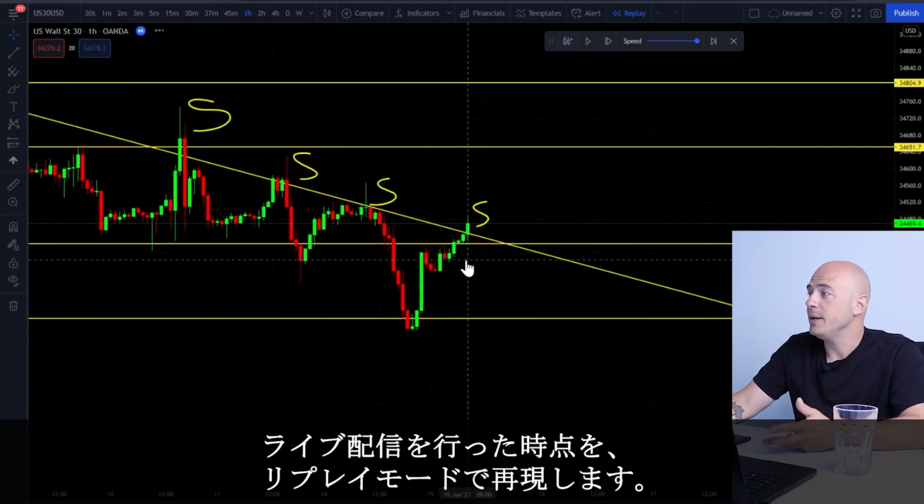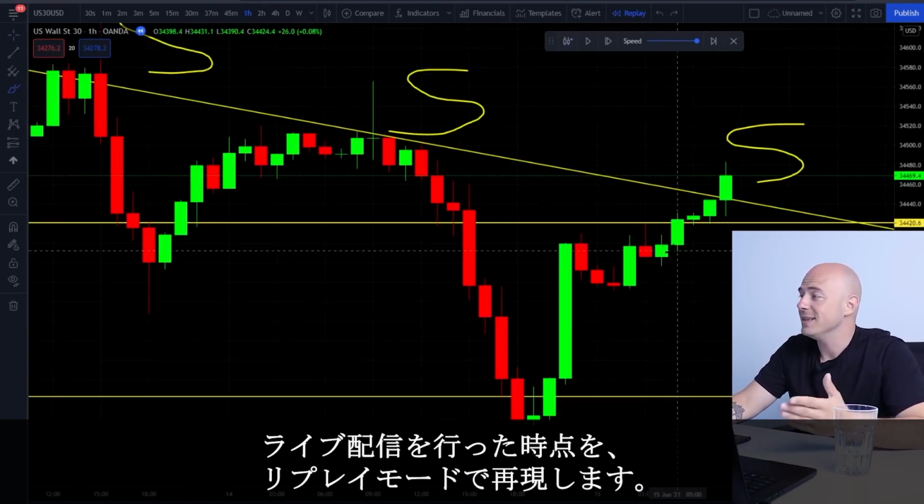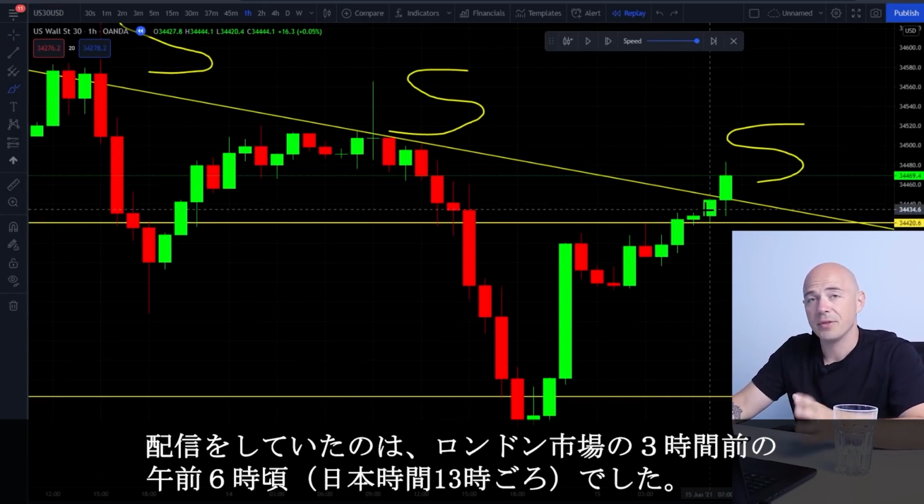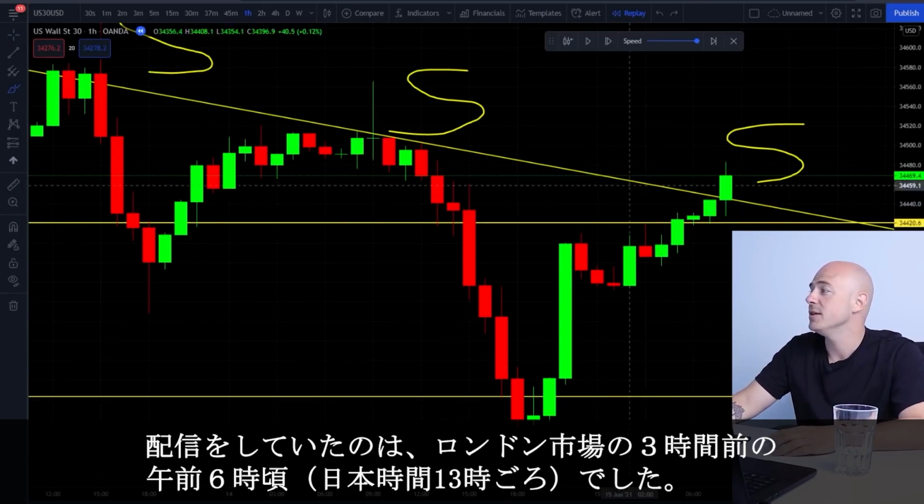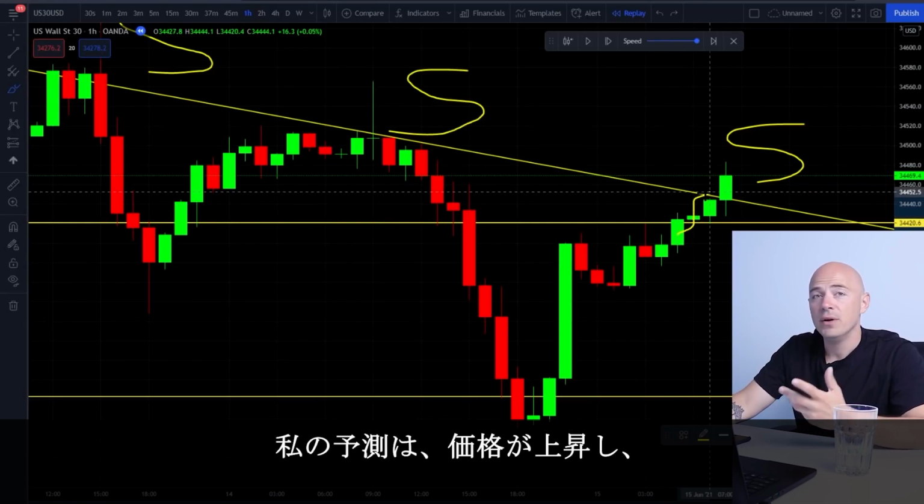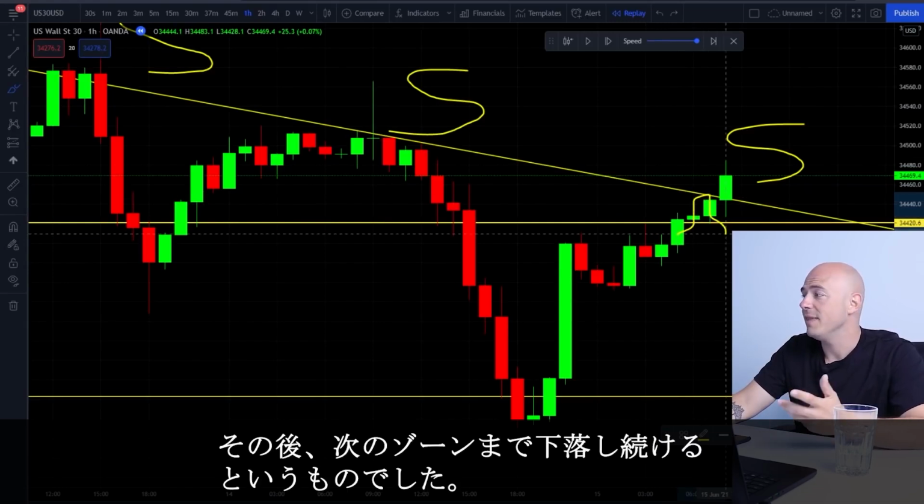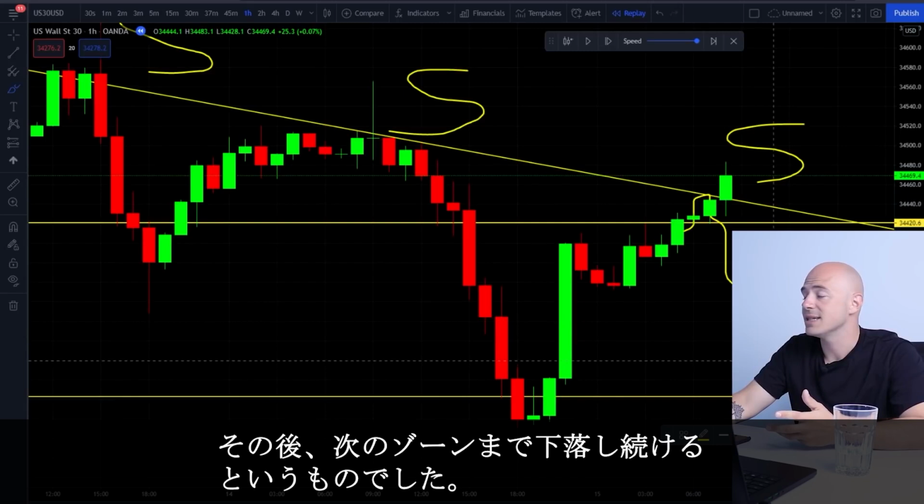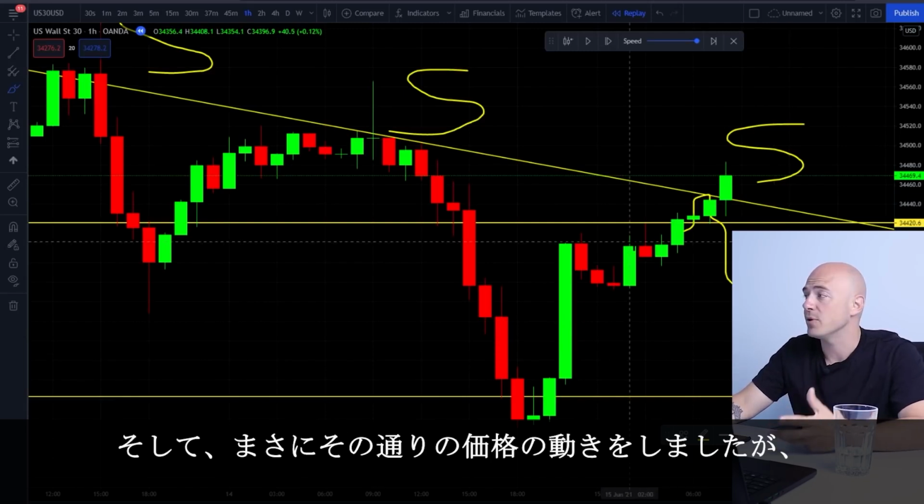So putting it in replay mode, at the time that I did the live stream, which was about 6 a.m., 3 hours before London session, I predicted the price would come up, retest this trend line, and then continue down to this next zone. And that's exactly what the price did.